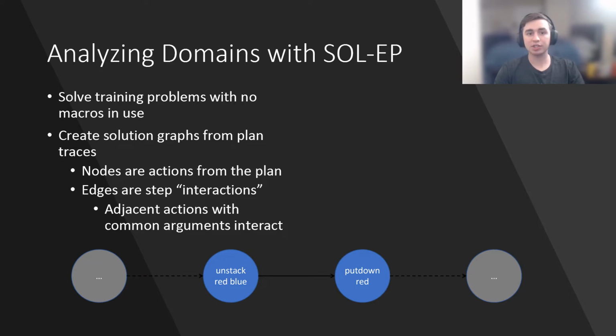This means that only two action sequences will be considered as macro operator candidates. This is done to generate cohesive macro operators. Actions that have no common arguments are often not relevant to each other and should not be combined in macro operator search. Here's an example of an excerpt of a Blocksworld plan trace that could be used to extract a solution graph. As unstack red blue and put down red both share a common argument and are adjacent in the plan trace, the solution graph for this plan trace would include an edge between these two actions.